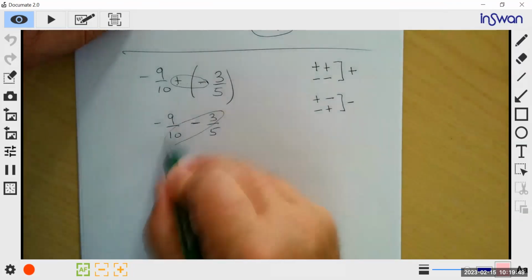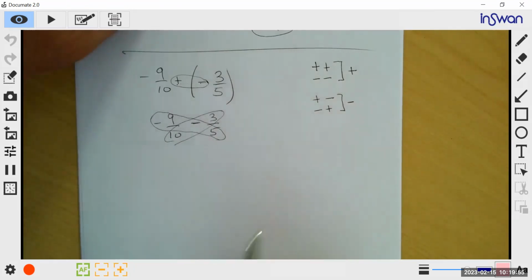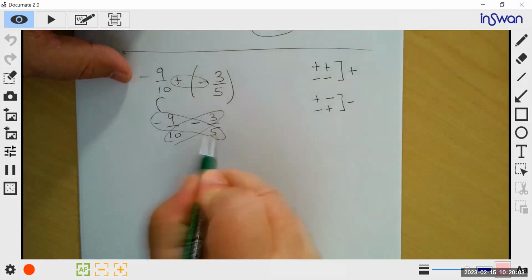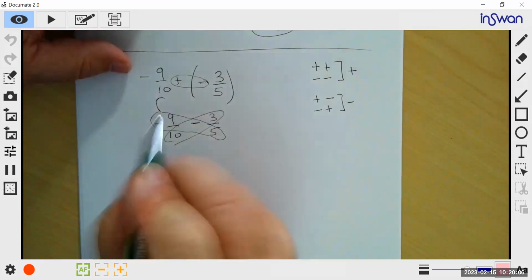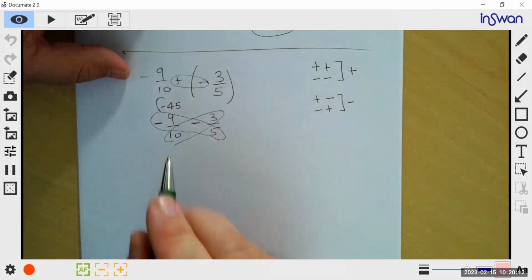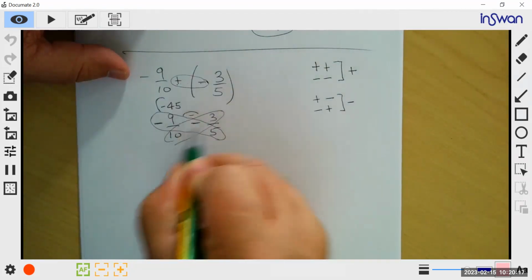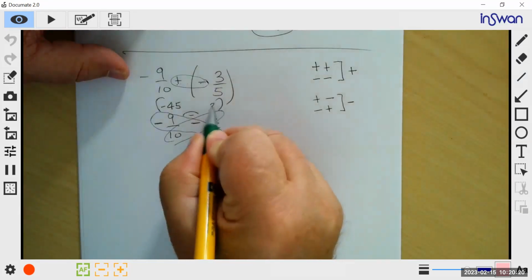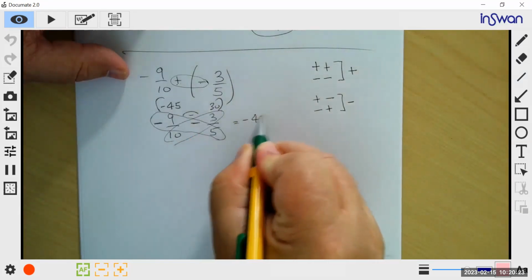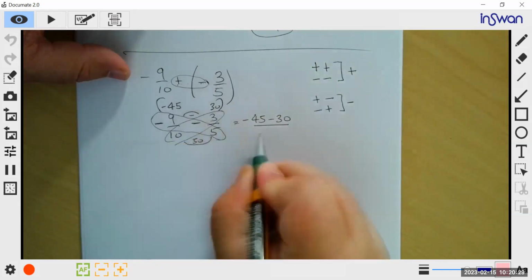And then from here, we could either do the butterfly or we try to figure out the LCD. Five times negative 9. And we'll talk about those rules in a second. 10 times 3. So it's negative 45 minus 30 over 50.